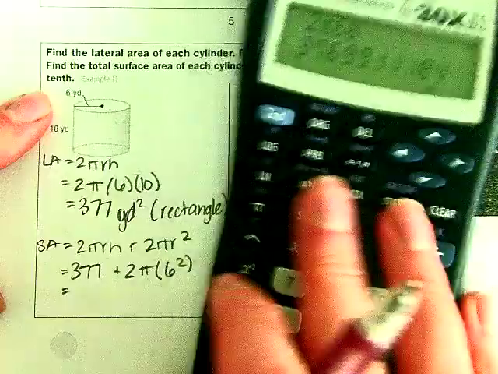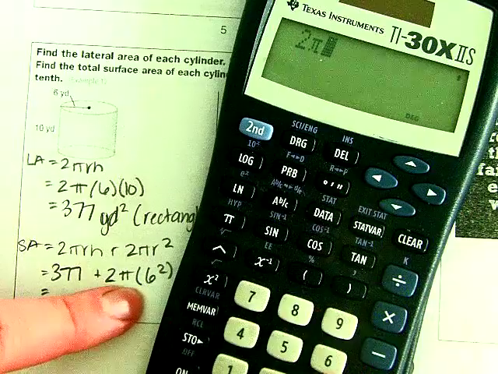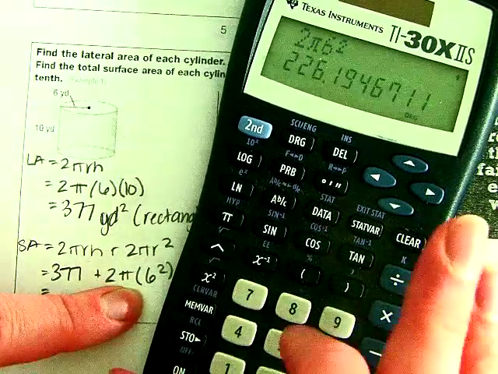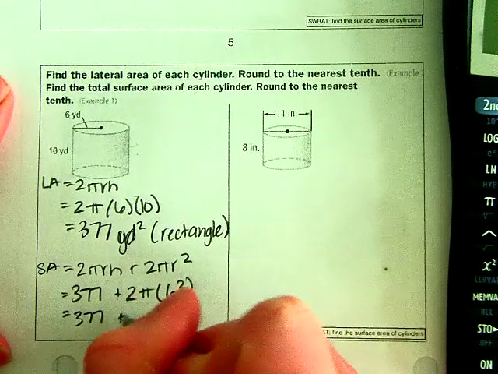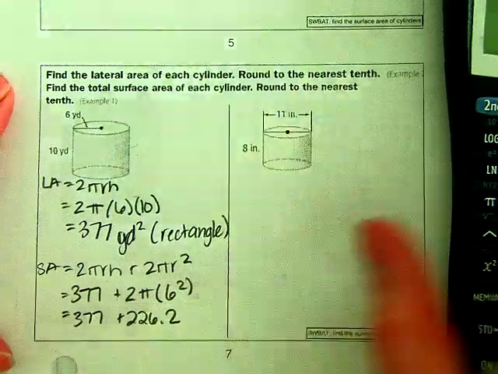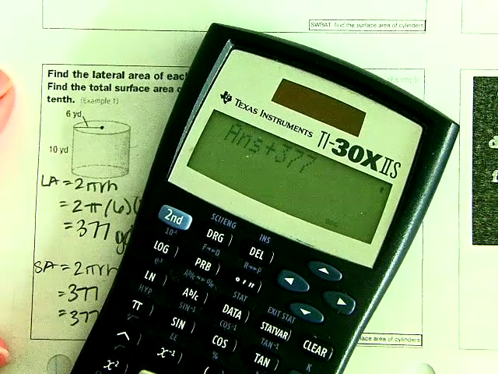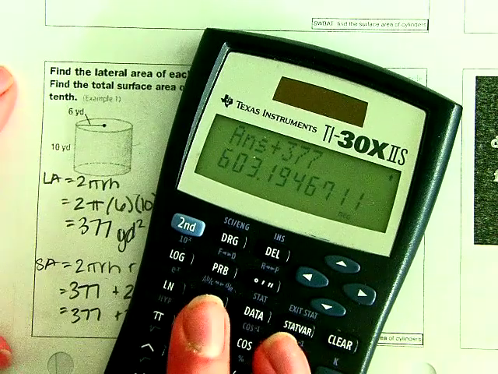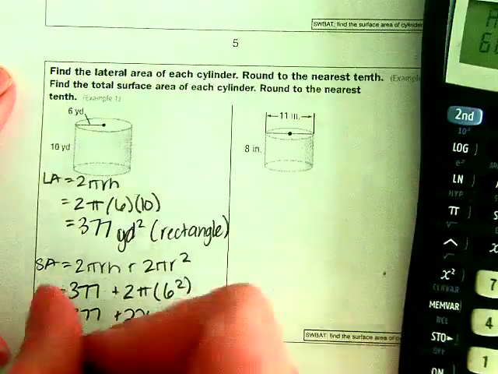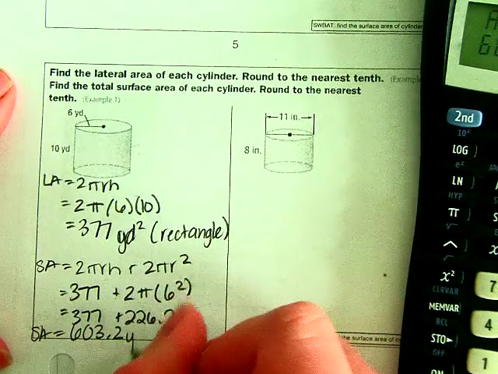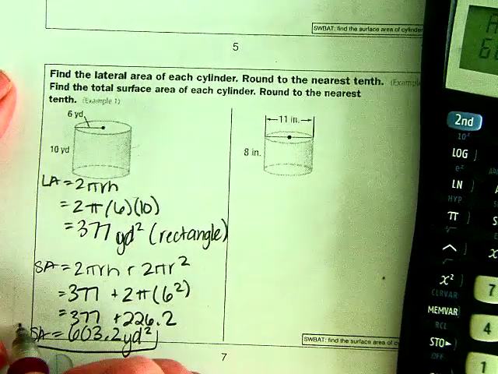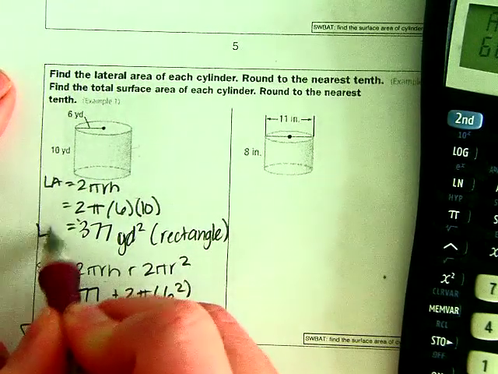We know this part already, so we know that that's 377 plus 2 pi, the radius, 6 squared. So I'm just going to type in 2 pi 6 squared, 226.2. And I can add my 377 to that, and I get the total surface area is 603.2 yards squared. Both lateral area and surface area are yards squared.